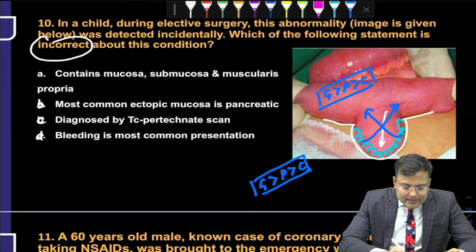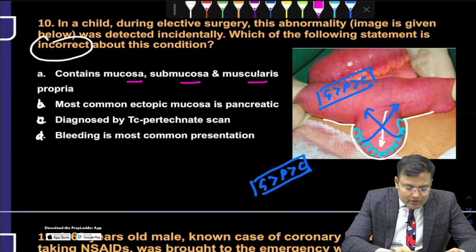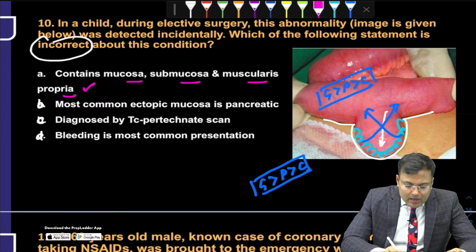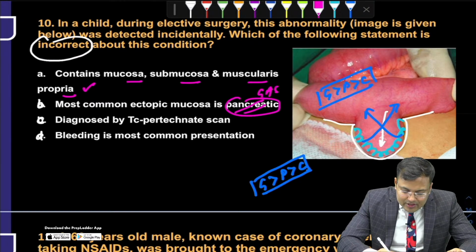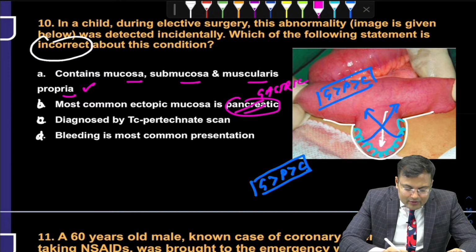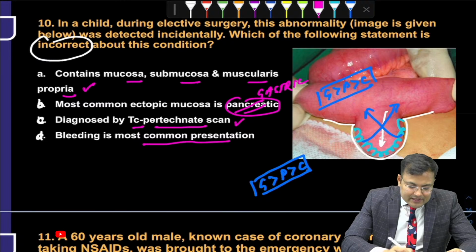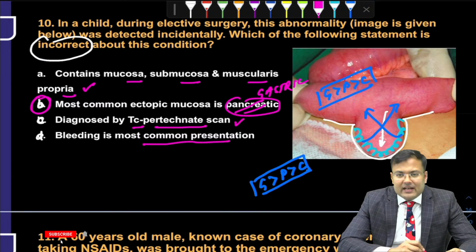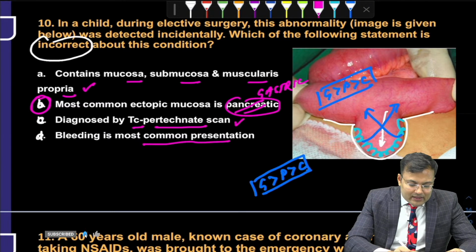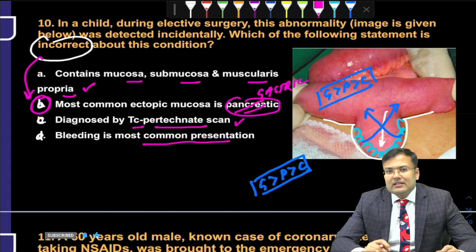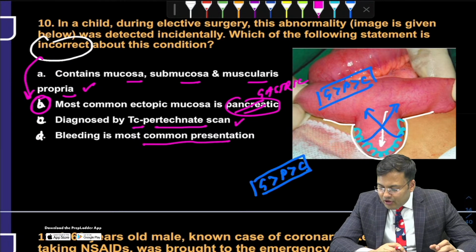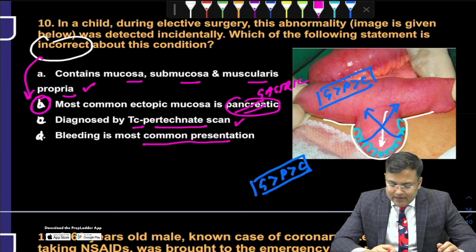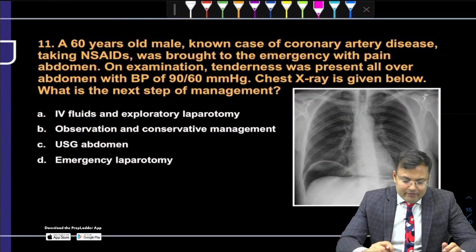Option number A contains mucosa, submucosa, muscularis propria. Correct? Most common ectopic mucosa, it is gastric. This is gastric. Diagnosed by technetium pertechnetate scan. Correct? Bleeding is the most common presentation. So all the options are correct except B, and we have to mark the incorrect option. So the correct answer for this question is B. Kautilya Chaudhary, yes. Akash Kumar, very good. Abhinav, very good. Now question number 11.